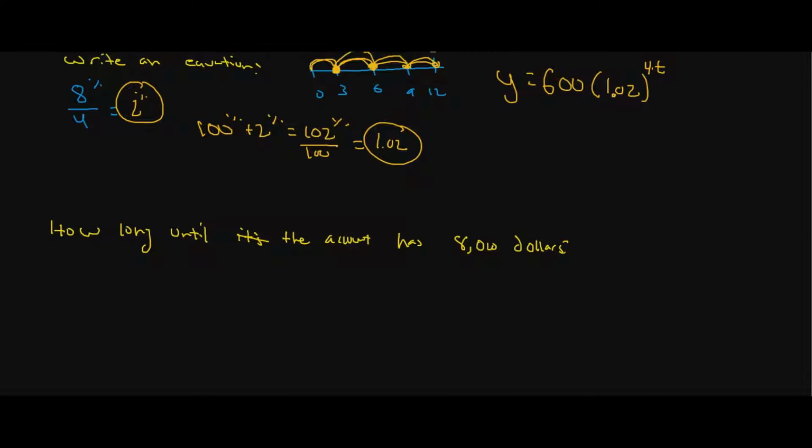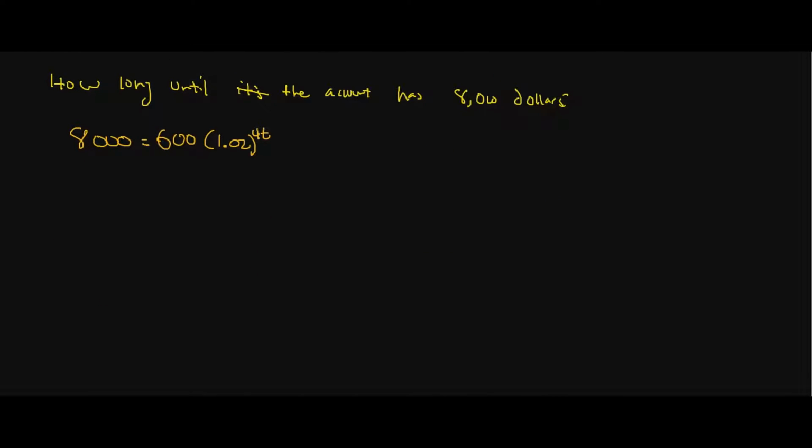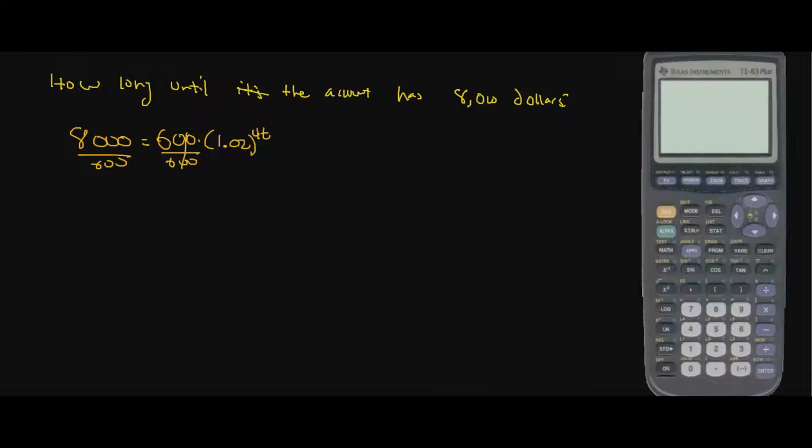Well, we put that in for the output. So how long till it has $8,000. So 8,000 is equal to 600 times 1.02 raised to the 4t. Well, what do I do to solve this problem? First, we want to get rid of this 600. So let's divide by 600 on both sides. Okay. It looks like we're going to get 8,000 divided by 600. Let me just see what we get as a decimal.